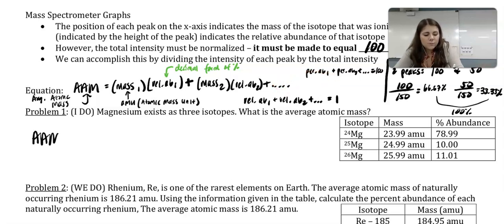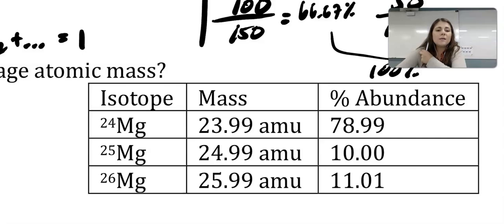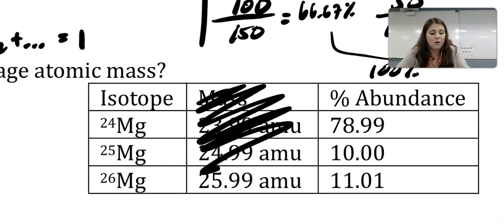So here, before I start my equation, I want to zoom in on this chart right here. In this problem, they actually gave us essentially 2 different masses. They gave us this 24 and they gave us 23.99. If you're given 2 of them, I want you to use the more exact value. Let's say that this column was not here, you would use this 24.